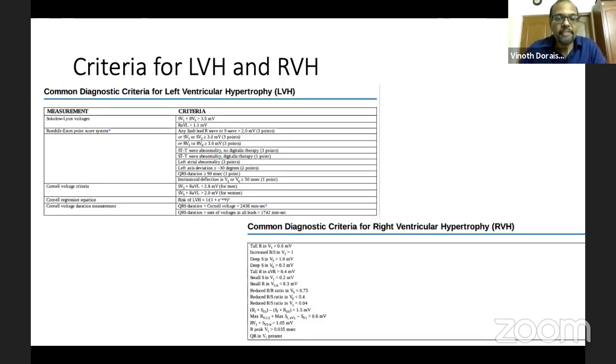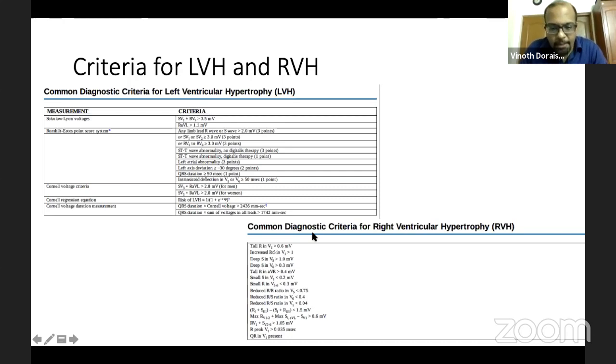Now, criteria for left ventricular hypertrophy and right ventricular hypertrophy in adults. You have many criteria, and they're all given in standard textbooks, but most of them are the same things, like tall R waves and deep S waves, or a combination of those. For example, the important ones in left ventricular hypertrophy are the Sokolow-Lyon voltages, where you have a deep S wave in V1 and a tall R wave in V5 totaling more than 35 millimeters, or a tall R wave in aVL of more than 11 millimeters. So you have many criteria.